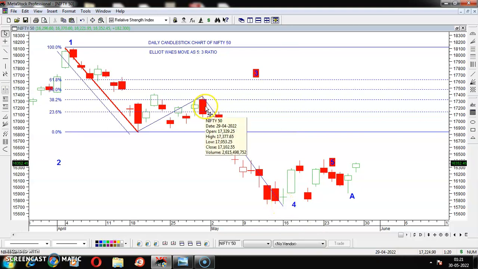So if anybody would have taken a short position over here, he could have booked the profit over here. But instead of waiting for the 161.8%, it is better to book the profit at 100%, right? So this is as far as the third impulsive wave is concerned.